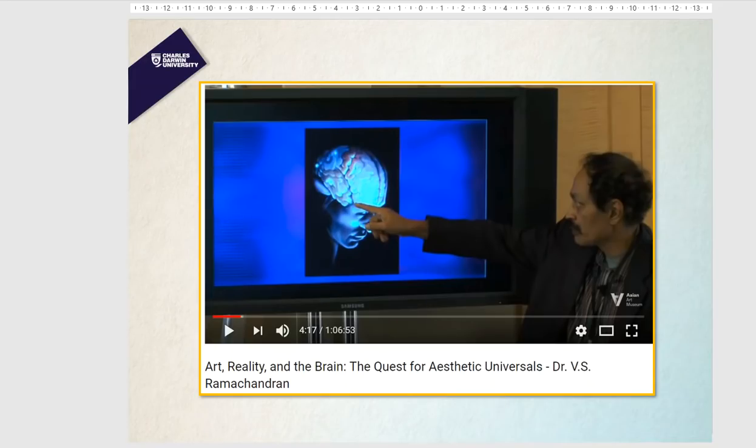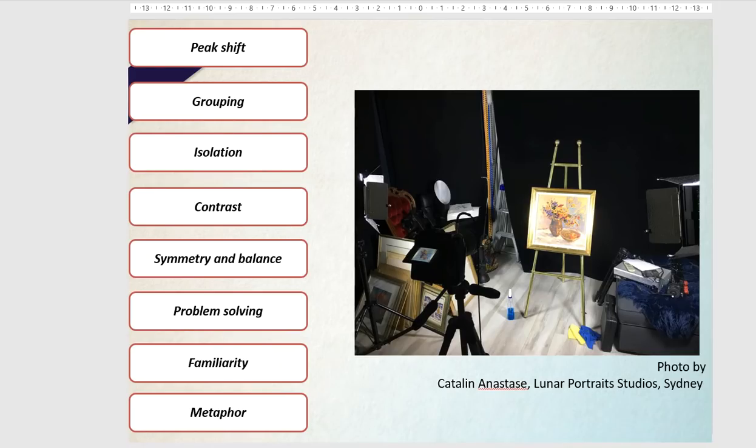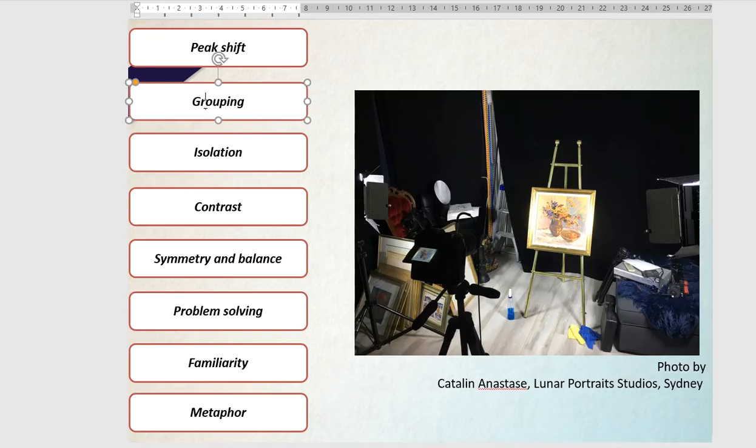The model I developed together with my postgraduate students, and we based it on the findings of Professor Ramachandran, who works in the United States. Professor Ramachandran is probably the number one neuroscientist in the world. He identified a number of functions or rules that the brain utilizes in order to make sense of the world. And I will not bore you with all of them, but we have them all identified on the left. So here they are.